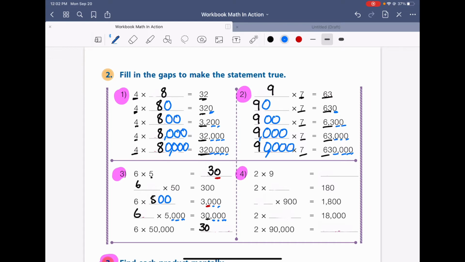How many zeros do we have here? We have 1 from the 30. So how many more do we need? We need 1, 2, 3, 4. Getting 300,000, because 6 times 5 equals 30.